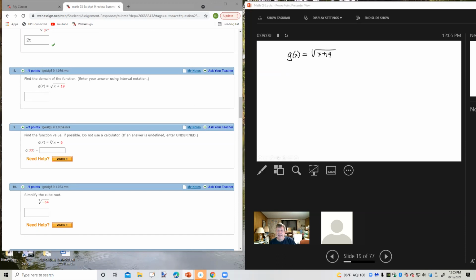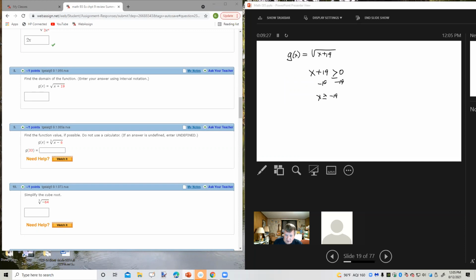When you're taking an even root, in this case a square root, the radicand, that is the quantity inside the radical, must be non-negative. That is to say positive, greater than 0, or equal to 0. So we take the radicand and make it greater than or equal to 0. Then we solve this inequality statement. So x is greater than or equal to negative 19.